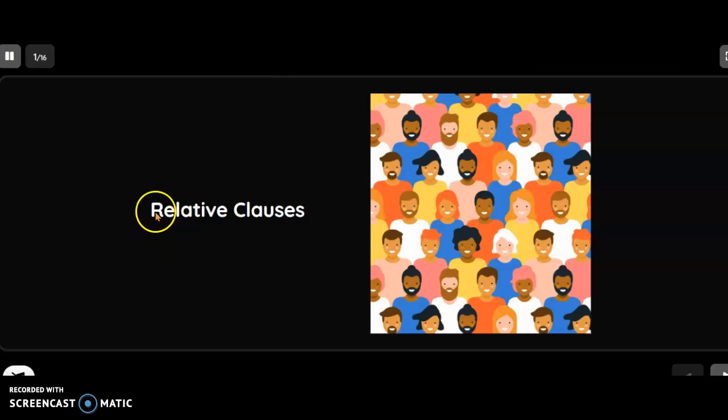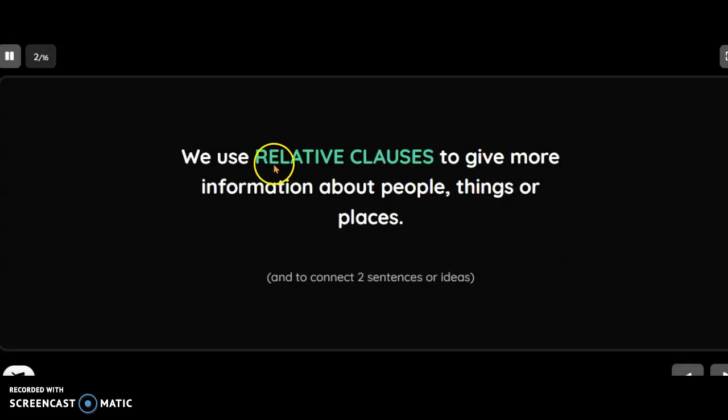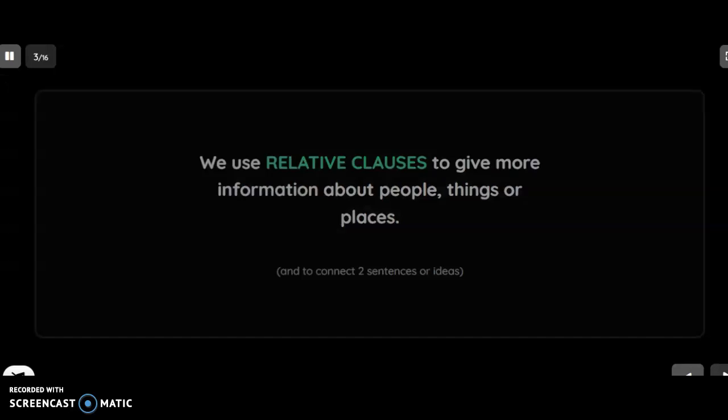Okay, so remember that relative clauses are not going to be just one word, it's going to be a group of words, as we saw already. We use them to give more information about people, things, or places. Remember, this group of words is used to describe the noun. That means that we describe people, things, or places. We also use them to connect two sentences or ideas. So let's see the words we use.